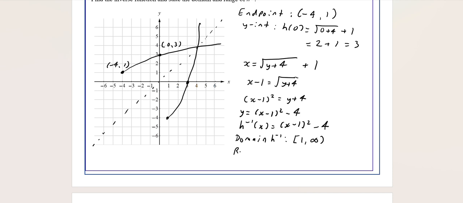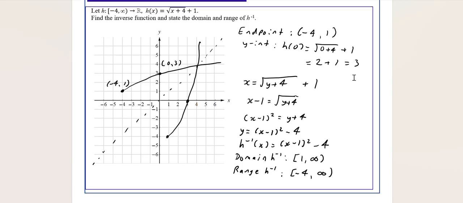Similar thing for the range. I can look at my range and see that for h inverse, it's going to start down at -4. It's going to extend upwards to infinity. I better just do a quick check to make sure I haven't... Yep, that's all good. That's basically my domain and my range.